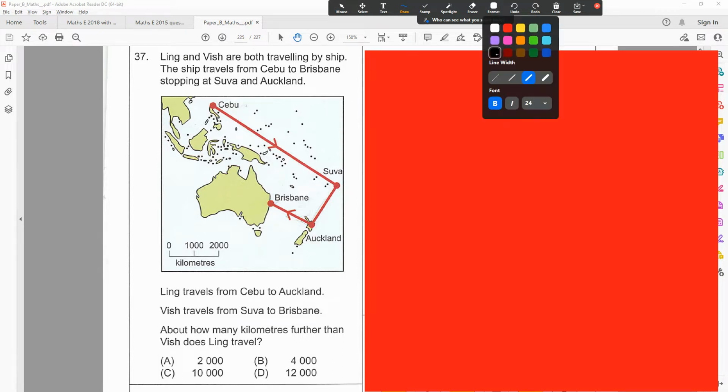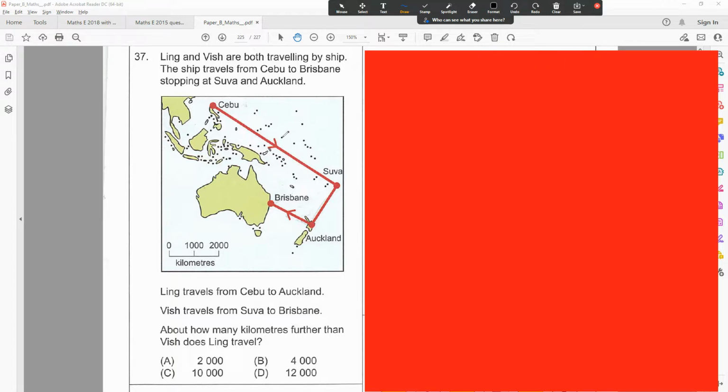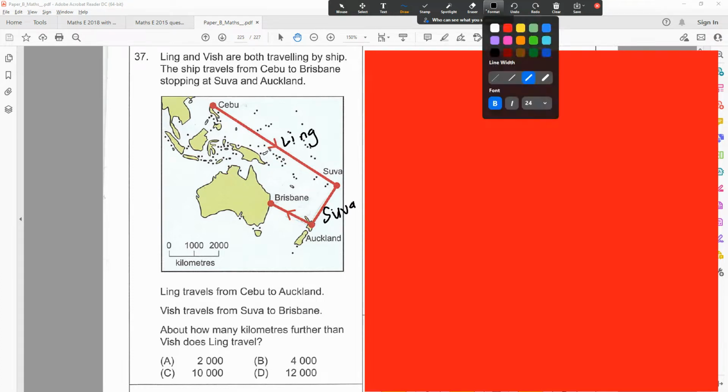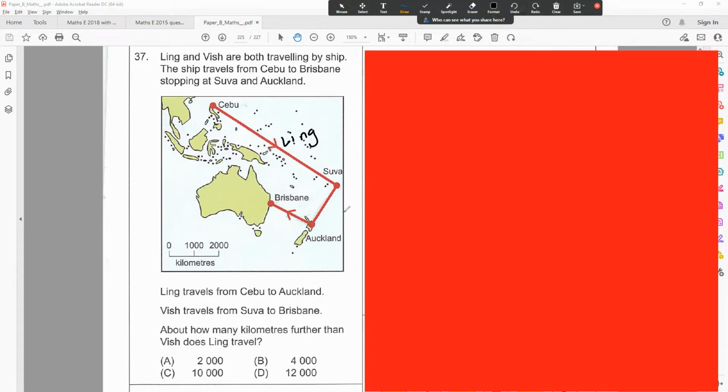All right, so let me just write it in there. So Ling travels from Cebu to Auckland. All right, that's Ling. And then this is Suva. Vish travels from Suva to Auckland to Brisbane, right? So Vish is going to be traveling here. Let me just write this here. Vish, and Vish again there. About how many kilometers further than Vish does Ling travel?